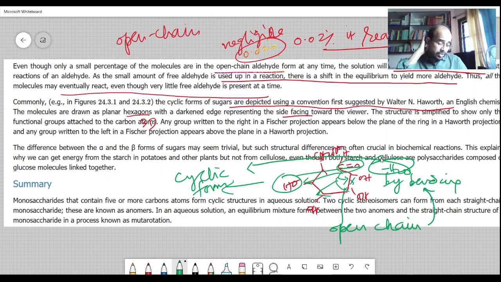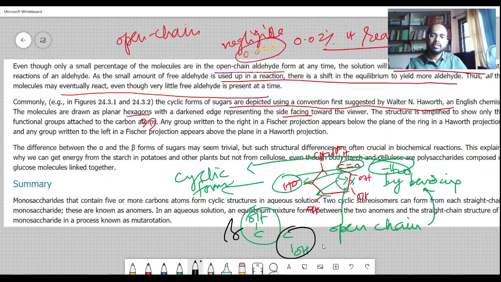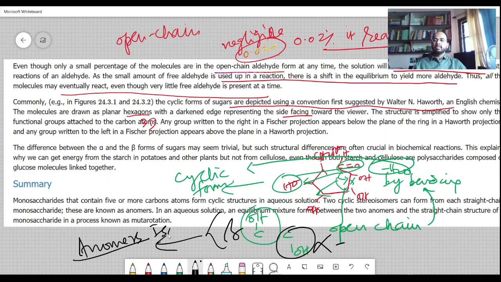Okay. So in this process, you can have OH at the top, OH at the bottom. This we call the beta, and this we call the alpha. Both of these give rise to anomers. There are two anomers. So in fact, these are some kind of isomers. So I think we have learned a new thing from this presentation.